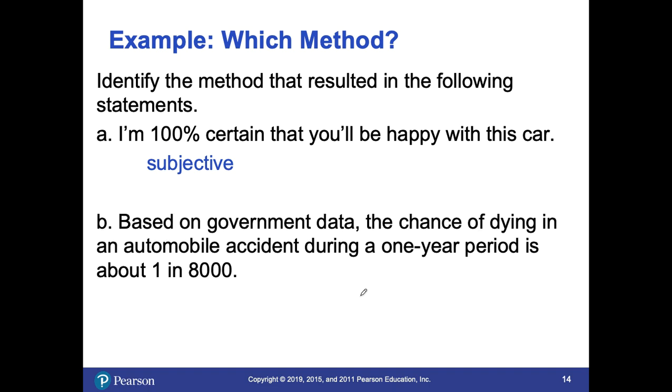So what kind of probability is this one? Which method is this? Based on government data, the chance of dying in an automobile accident in a 1-year period is about 1 out of 8,000. Well, obviously, that is based off of data. And if it's based off of data, it's based off of observations about what they've seen happen in the past. That is a relative frequency method.